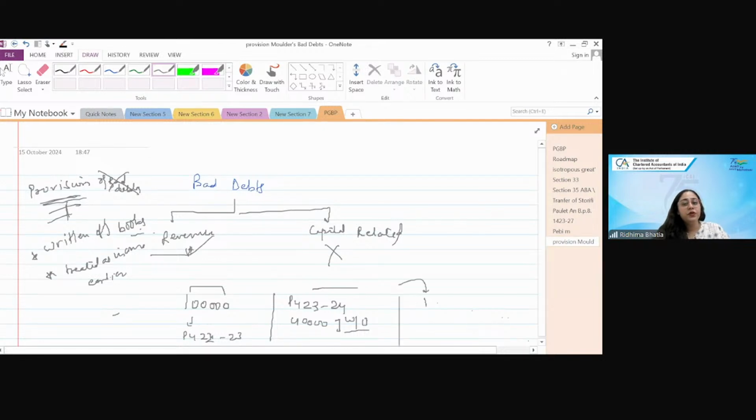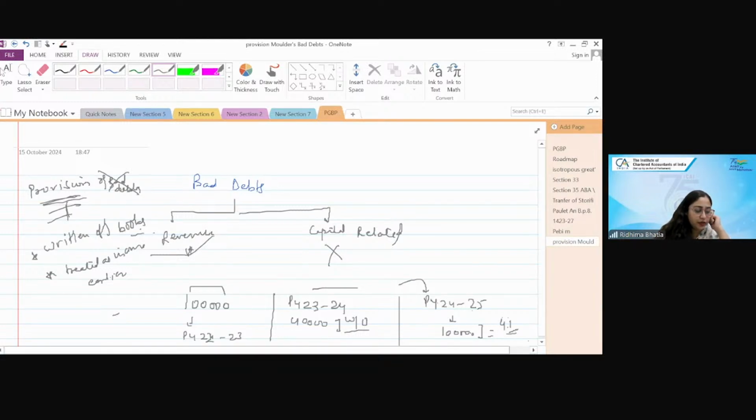Now come to previous year 24-25. Somehow I found Mr. X and I asked him to pay the amount. He gave me 10,000 rupees. So now this 10,000 is my income, business income. If this is received even after the business is closed, even after the business is shut down, still it would be my business income under section 41.